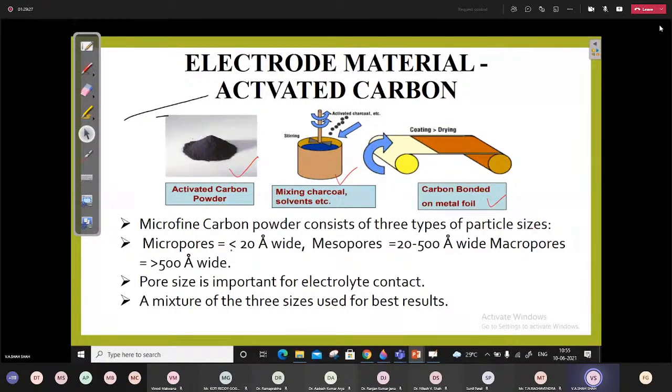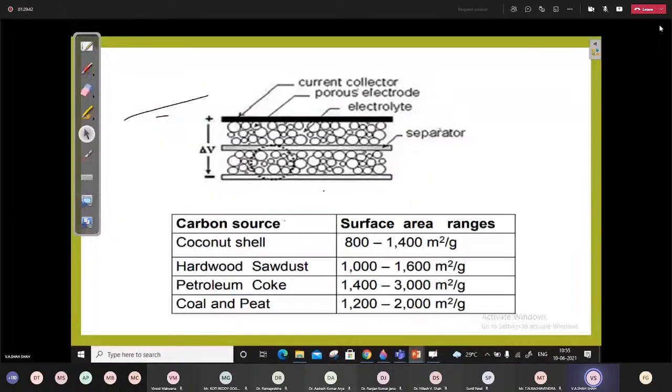Pore size is important for electrolyte content. This is the most important thing, for which it then has more storage value. A mixture of the 3 sizes is used for the best result. The carbon source may be coconut shell, hardwood sawdust, petroleum coke, coal, and pit, and they will have surface areas varying between these.